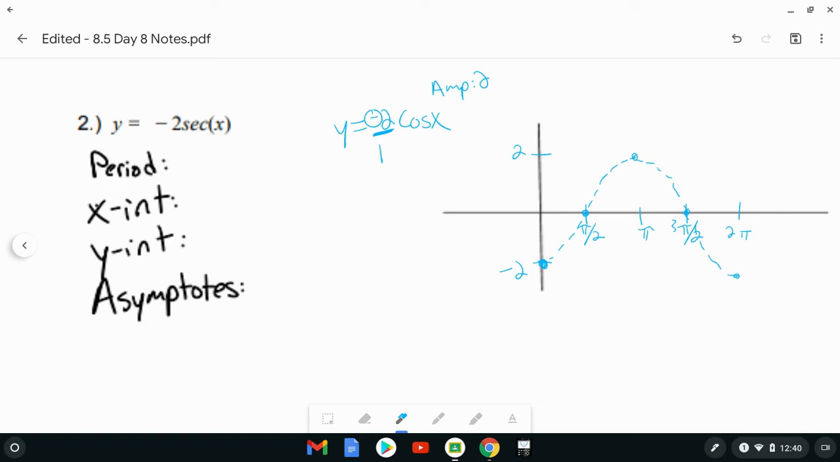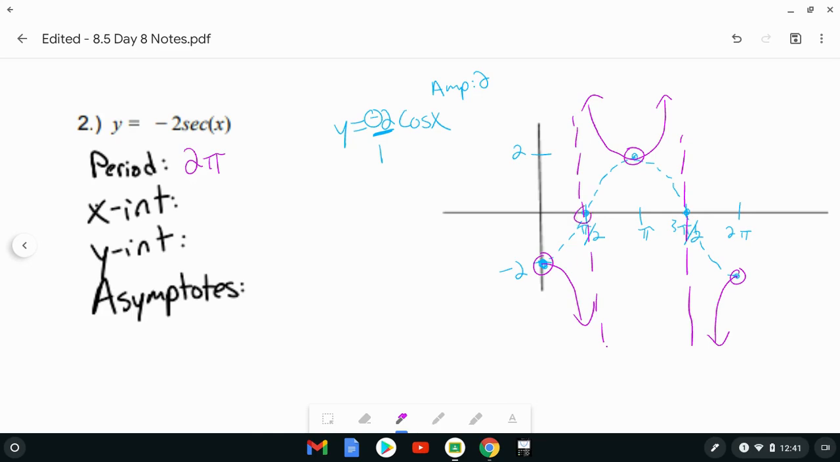Now, the only thing we have to do after that is take that max and minimum, find the x-intercepts, those are our asymptotes, and then flip it outward, because we're talking about that reciprocal trig function. So once you've graphed the cosine function of the almost identical problem, then you can graph your secant function. So the period is 2 pi, because it's going to match the cosine period.